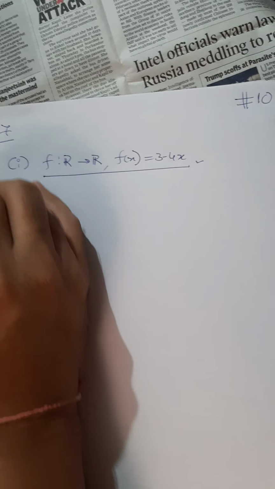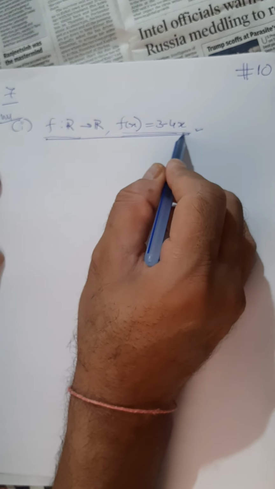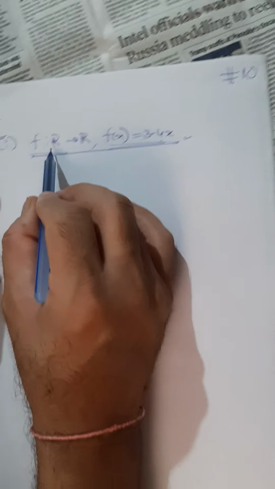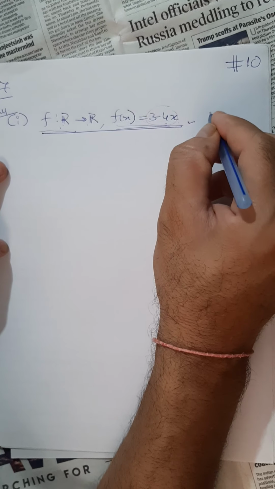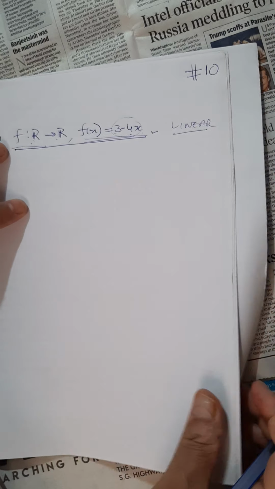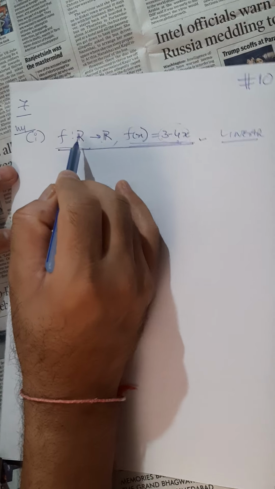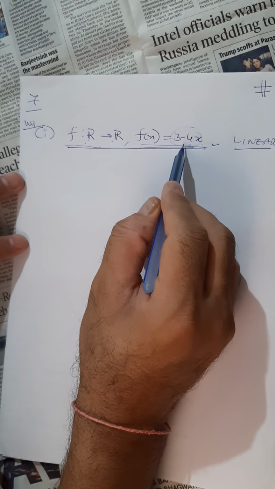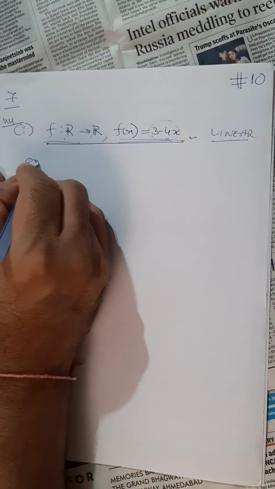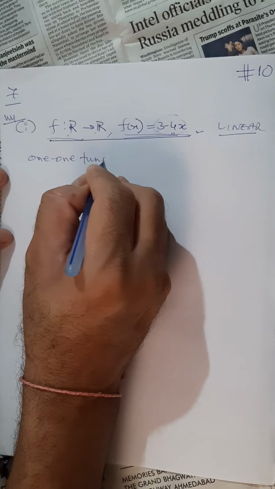Question 7 first. This is an important example. f from R to R, f(x) equals 3x minus 4. This is a linear function from R to R. This you know. Now here the domain is real numbers, so it's very difficult to take all numbers and check whether it is 1-1 or not. So here I'll give the proof as I gave in the first example.